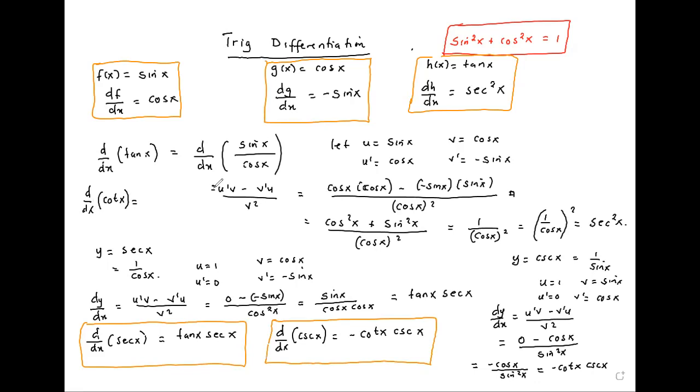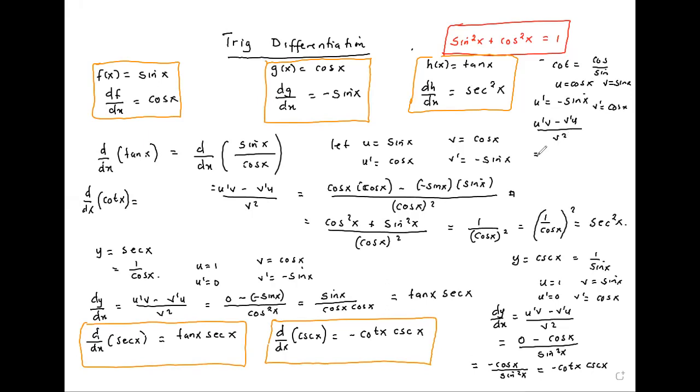So cot is the same as cos over sine. So we let u be cos x, v be sine x. And then u prime is going to be, derivative of cos is negative sine. The derivative of v is cos x. So we'll have u prime v minus v prime u over v squared.